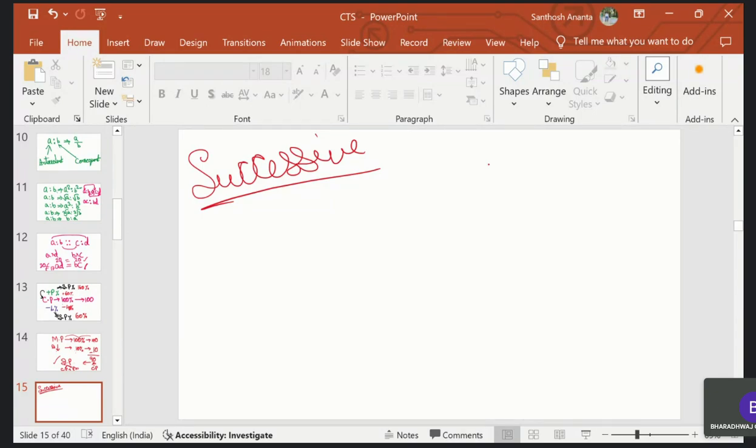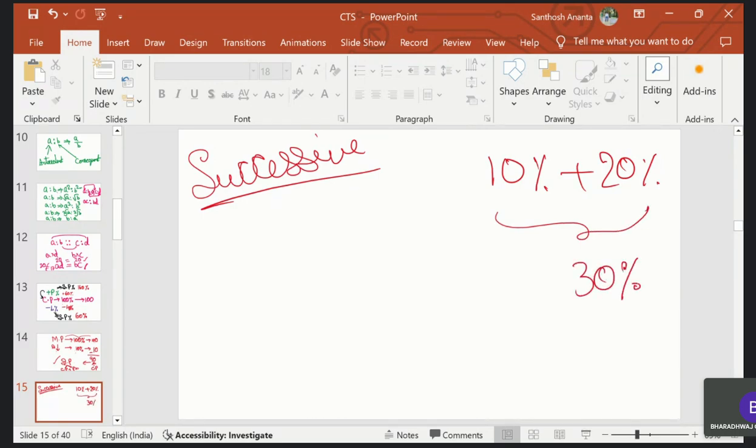Understood? If it is more than one discount, it comes under two successive discounts. The format will be like this: 10 plus 20%. By saying this, everyone will think that they are going to give you a discount of 10 plus 20, total 30%. But this is wrong. They are not going to give the discount of 30%.